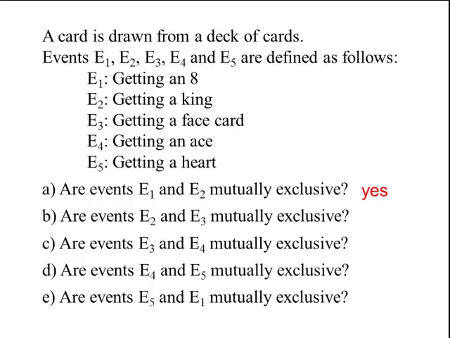For events 2 and 3, the answer is no, they can happen at the same time. You can have a king and at the same time a face card. Recall, a face card is a jack, queen, or a king. C is yes, they are mutually exclusive or they are disjoint because they cannot happen at the same time. D is no, you can get the ace of hearts, which is both events happening at the same time. Last one, E, is no, you can get the 8 of hearts also.